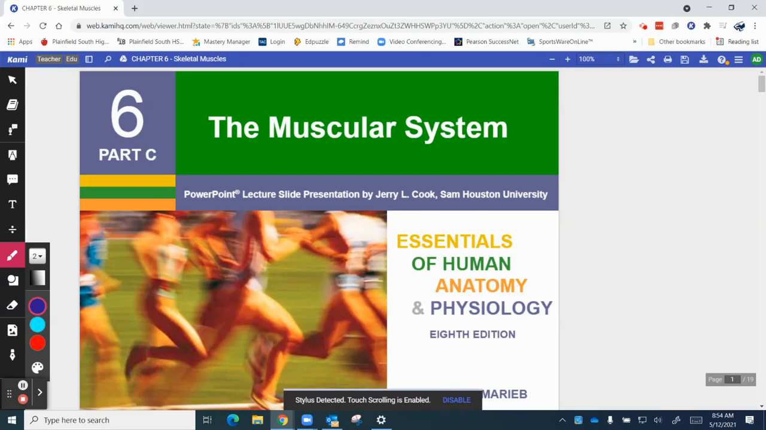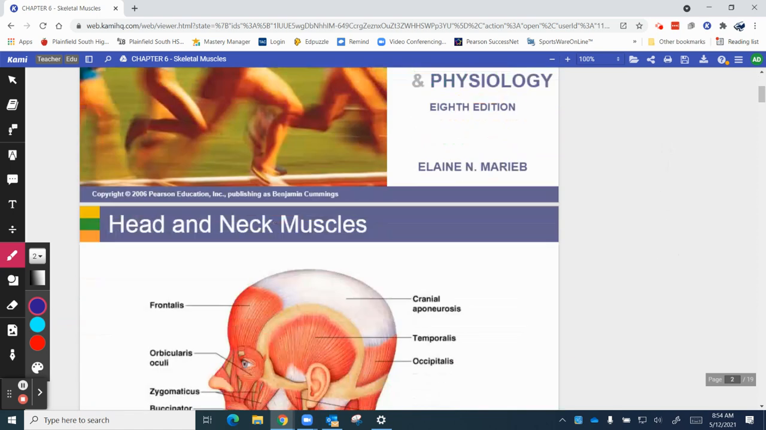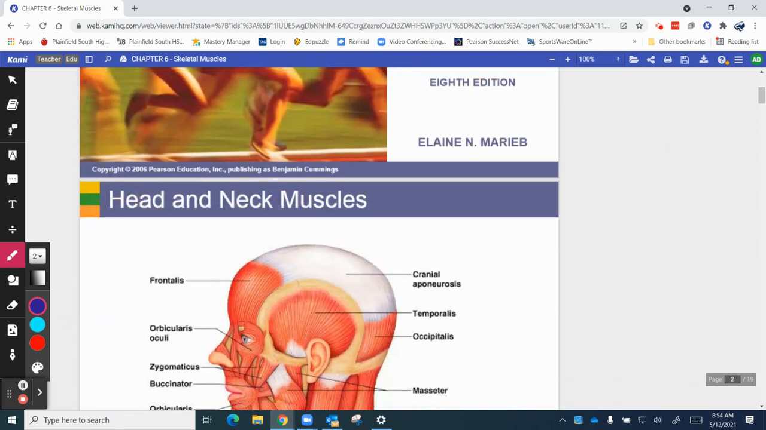All right, so we're going to take a look at some of the skeletal muscles today, mostly head, neck, and back. I know that's quite a few, but we'll try to get through as many as we can here. I'm going to circle a few of the ones I think you specifically need to know, and then there's a couple of pages in the textbook, 217 and 219.